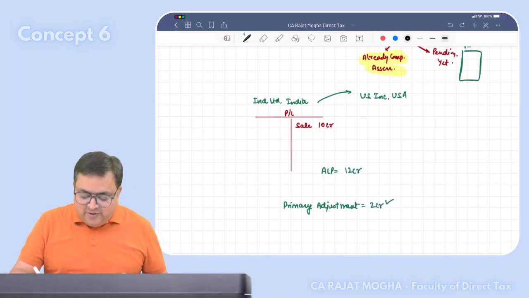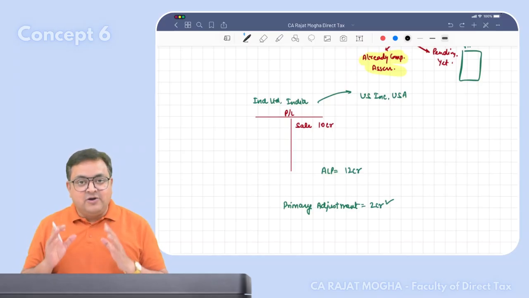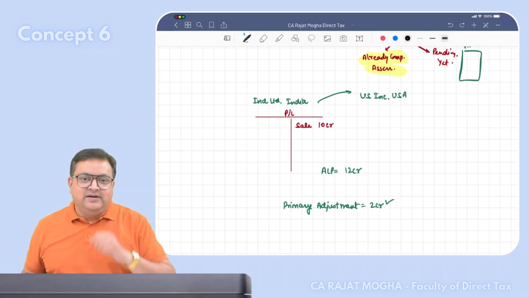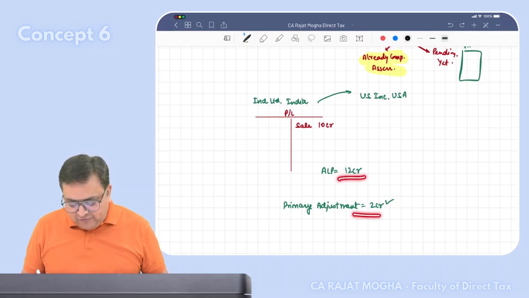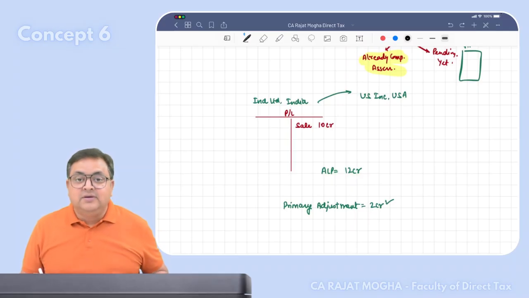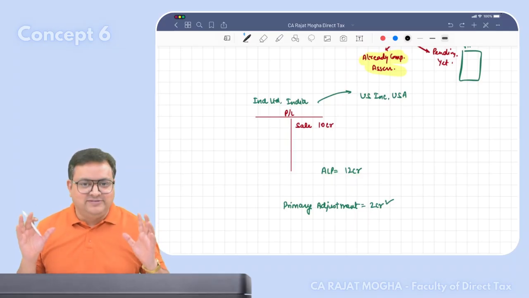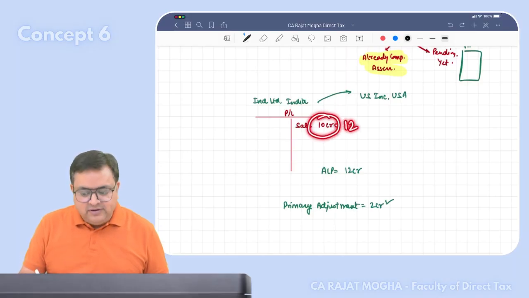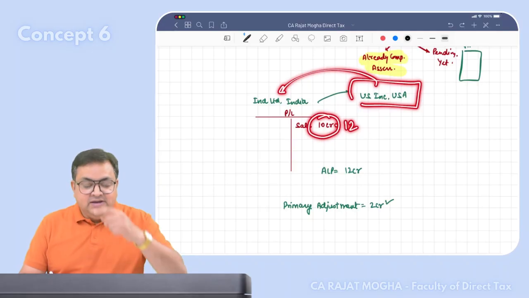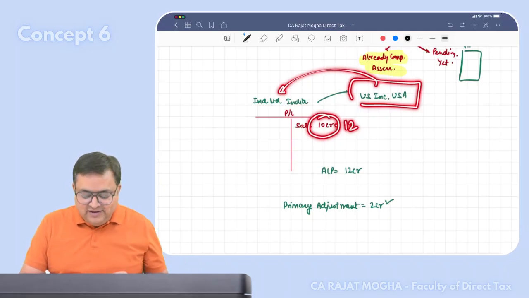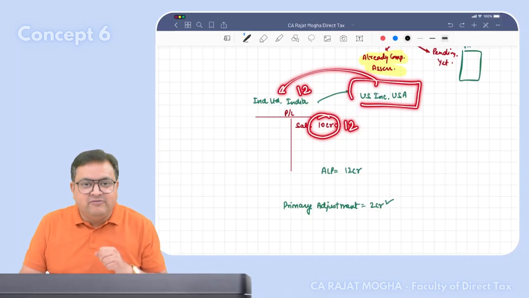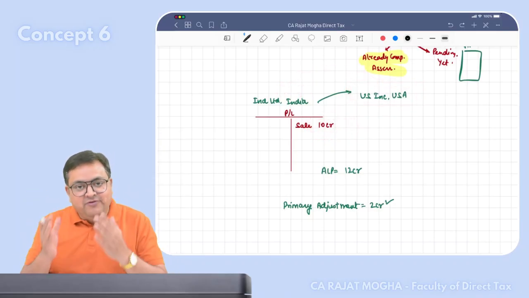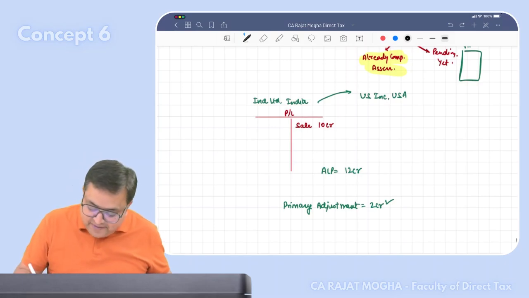Now, the Indian government will not stop here. Mr. Arun Jaitley said a very, very nice thing. He said, okay, we have applied ALP, you have to pay taxes on rupees 2 crore extra. But he said, you have paid taxes, that's okay, but this sale should have been 12 crore. So this person should have paid you in India, in foreign currency, rupees 12 crore. So 2 crore more we should have received, and we have not received it. We want this money also. Please repatriate this money.